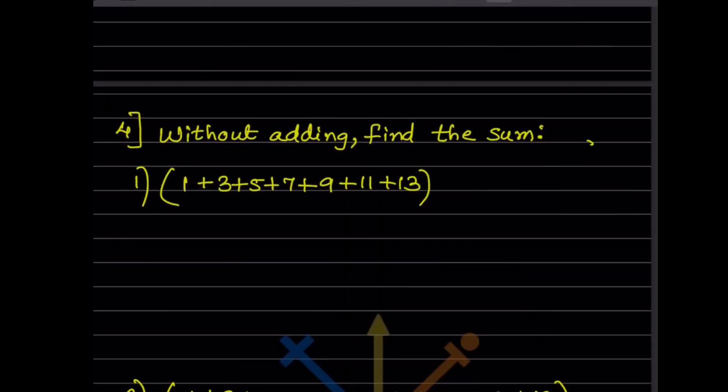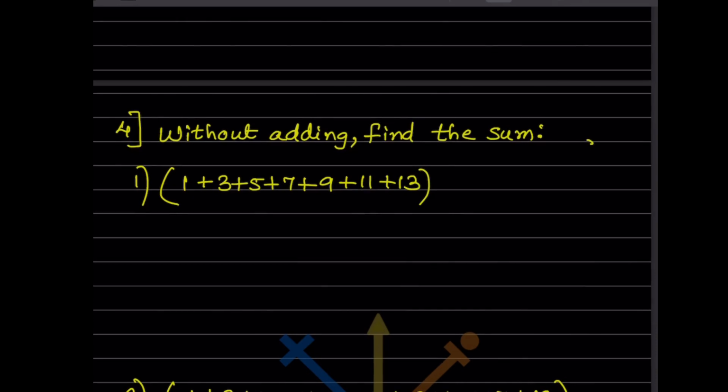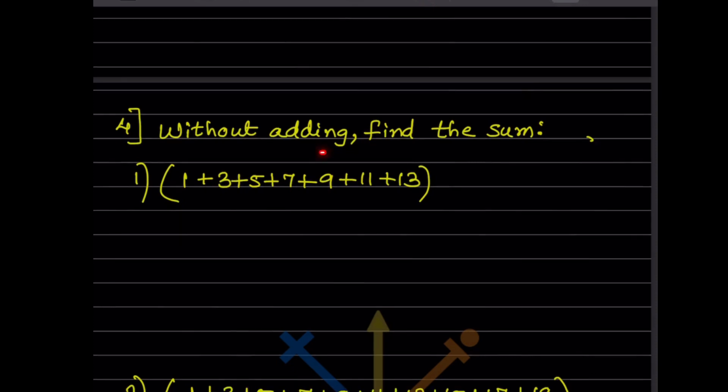Now, without adding, find the sum. So how are you going to do this one? We can see here they said without adding, find the sum of this one, 1 plus 3. How many numbers are here? 1, 2, 3, 4, 5, 6, 7. So we have 7 numbers, so we have 7 odd numbers.